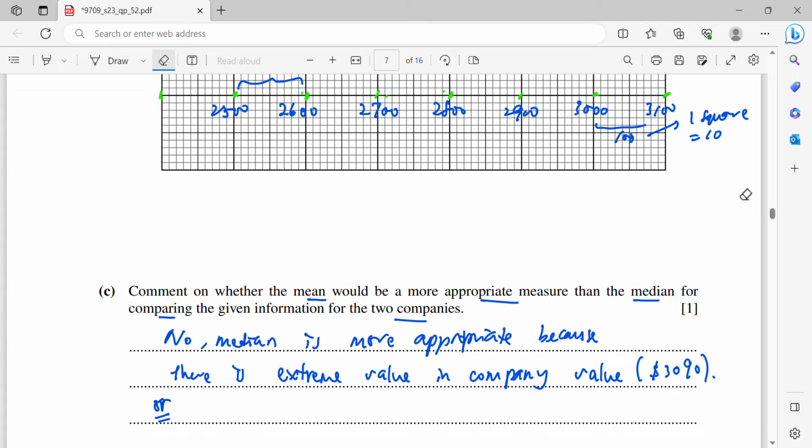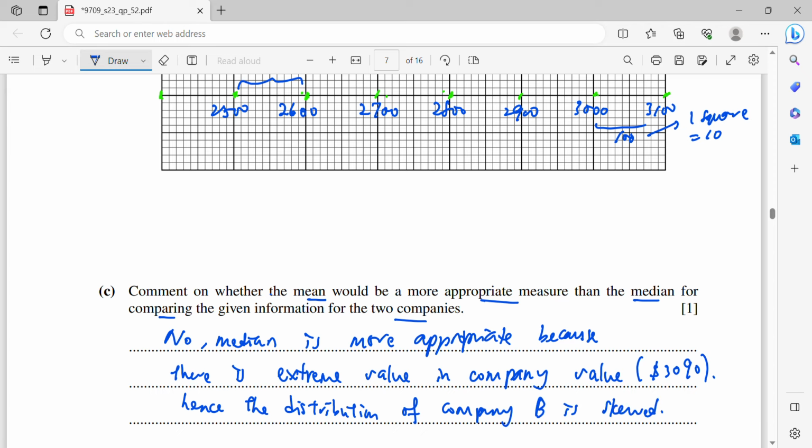So hence the distribution of company B is skewed. So for skewed, we always use median. Alright, so we have done this question. Let's move on to the next question.